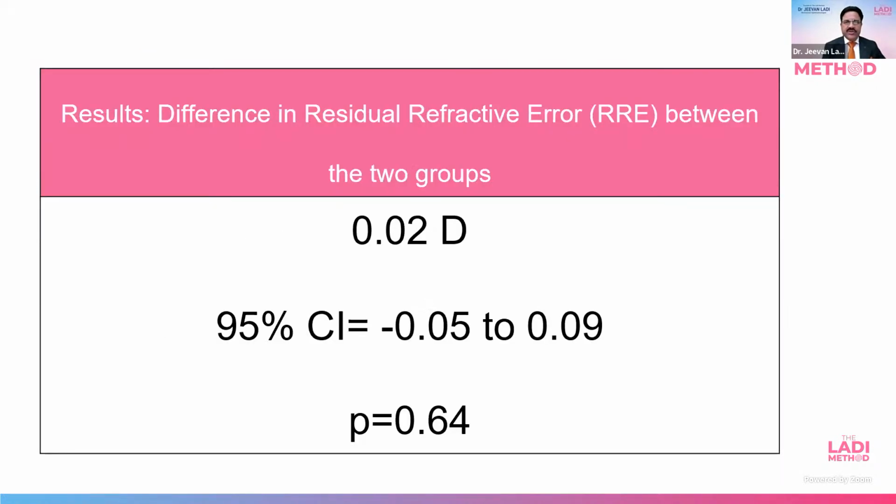The difference in residual refractive error, which is the crux of this study, between the two groups was 0.20 diopter at a 95% confidence interval. The range was minus 0.5 to minus 0.9, with a non-significant p-value of 0.64.